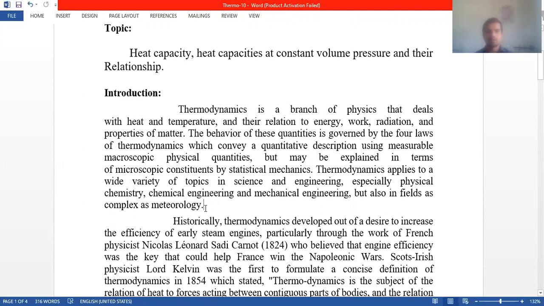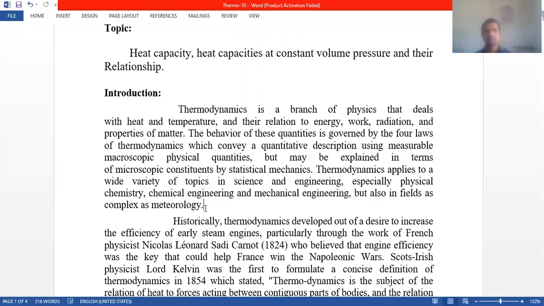Thermodynamics is a branch of physics that deals with heat and temperature and their relation to energy, work, radiation, and properties of matter. The behavior of these quantities is governed by the four laws of thermodynamics, which convey a quantitative description using measurable macroscopic physical quantities, but may be explained in terms of microscopic constituents by statistical mechanics.